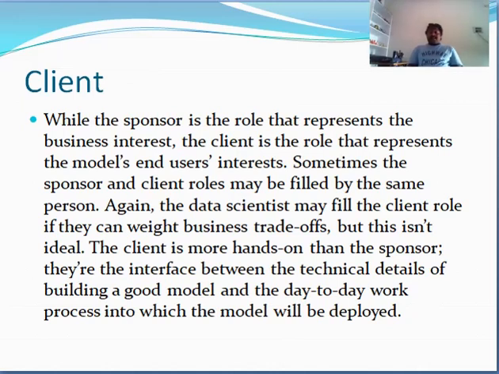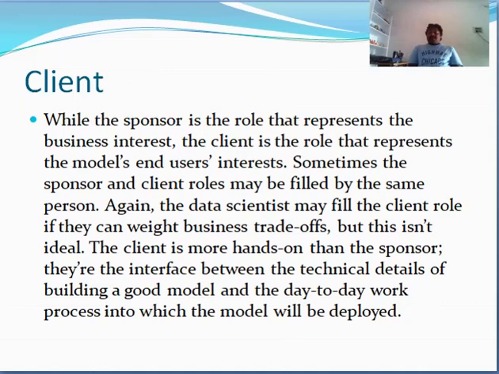Again, the data scientist may fill the client role if they can weigh business trade-offs, but this is not ideal. The client is more hands-on than the sponsor. Compared to the sponsor, the client is more hands-on.